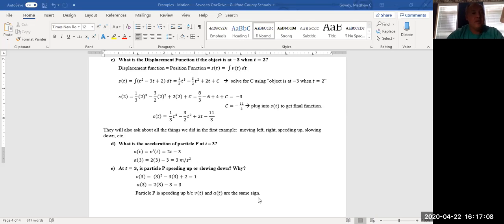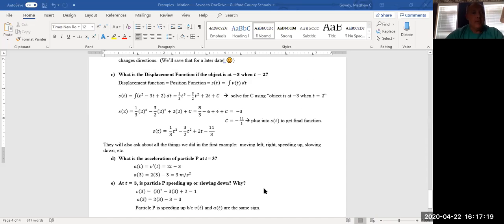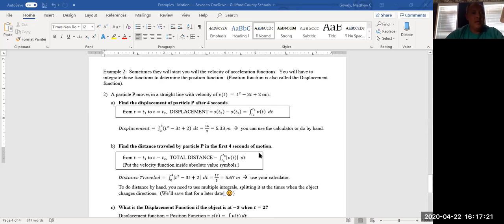So it's all the same stuff. It's just the fact that you might be starting with acceleration or velocity, and you'll have to integrate in order to get up to position. So that should hopefully be enough for you to get going along the next one. Enjoy yourselves. Have fun.